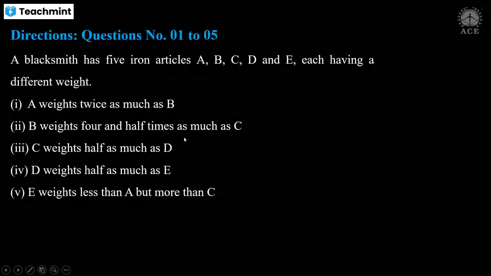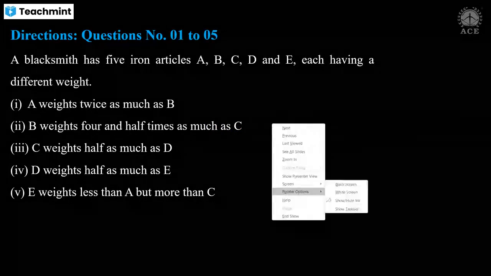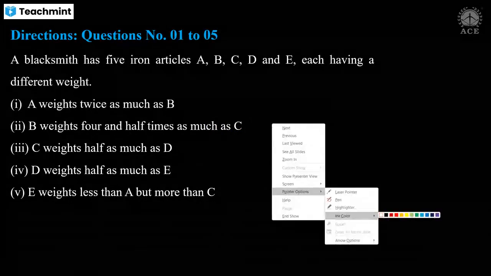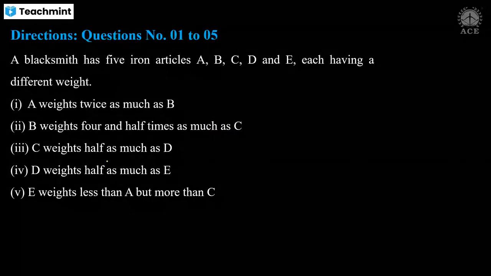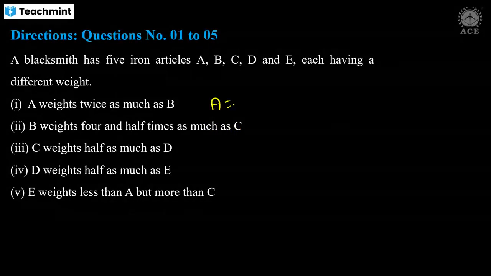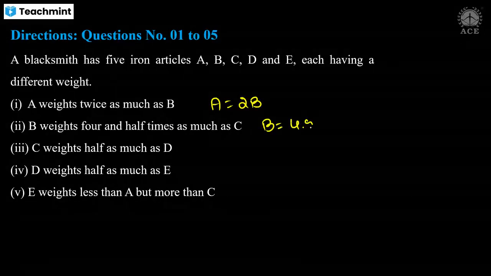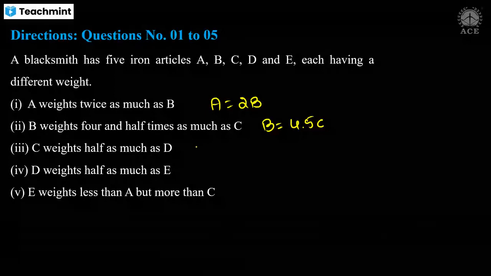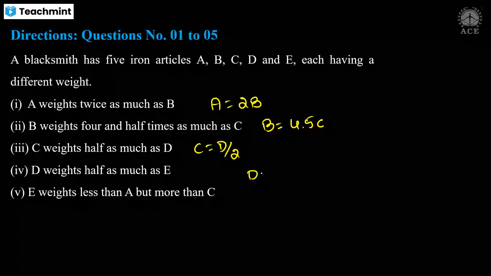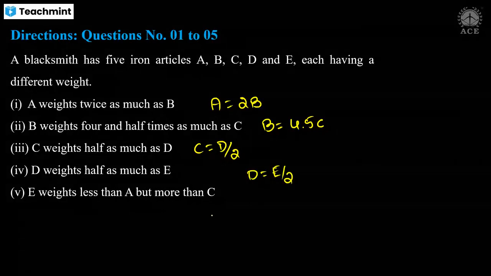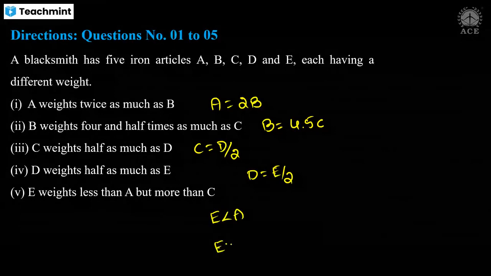Now see this question, this is a simple question. In this we have five iron articles. They gave the information: A is twice B. That's the first information. Second information, B is 4.5 times C. Third, C is half of D. Fourth information is D is half of E. Next information is E is less than A, but E is greater than C.